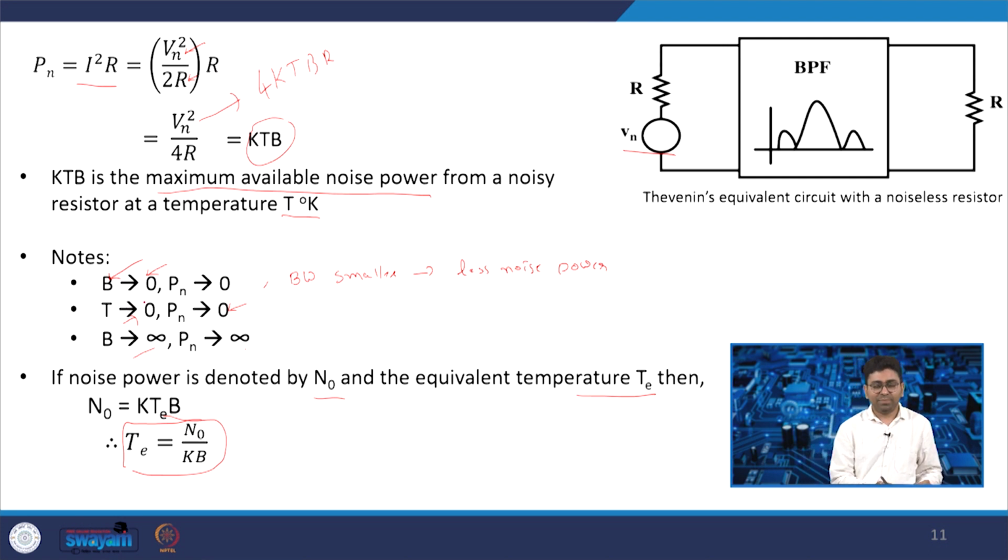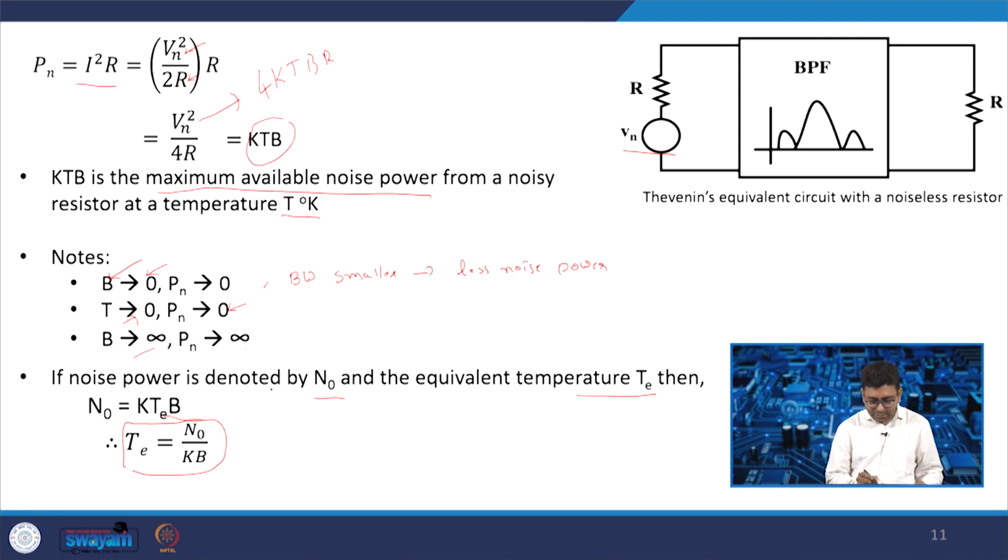Another important feature is temperature. If you increase the temperature, then your noise power will increase, and if you reduce the temperature, your noise power will decrease. Nowadays we are also using RF components for superconducting applications, where when we reduce the temperature, the noise power also reduces. And if you increase the bandwidth to infinite, your noise power will also increase to infinite.